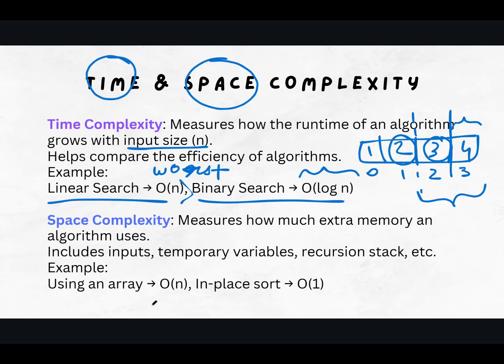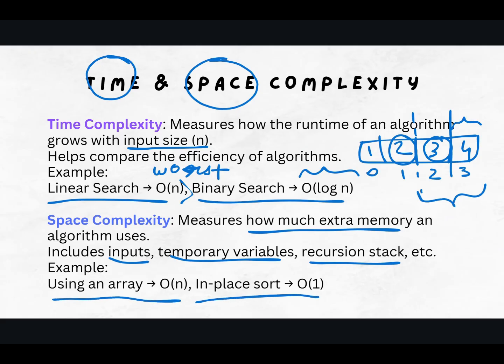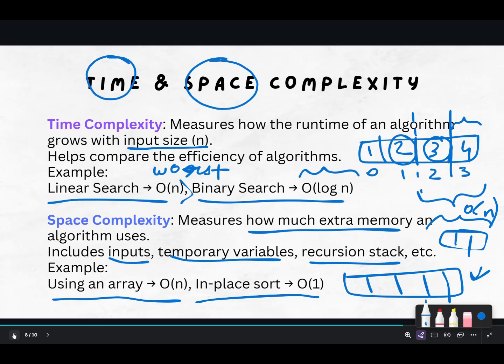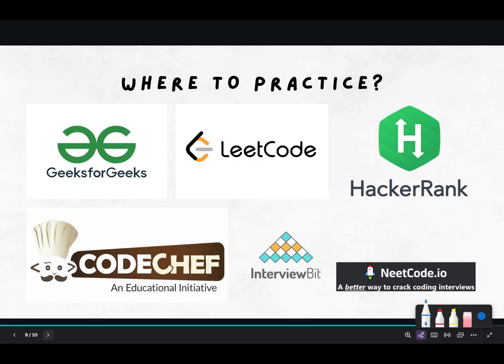Now what is space complexity? We measure how much extra memory an algorithm uses. It includes the inputs, temporary variables, recursion stack, etc. So if we are using an array, that's O of n, and in-place sort is O of 1. If we have an array and we use another array to help us store this array, then the extra space we use is the space complexity. What does in-place sorting mean? It means that we are sorting the array without using any extra space, right here itself, by changing the elements.